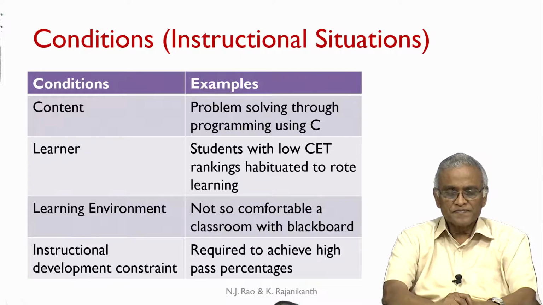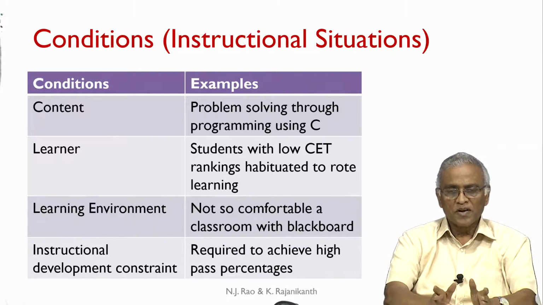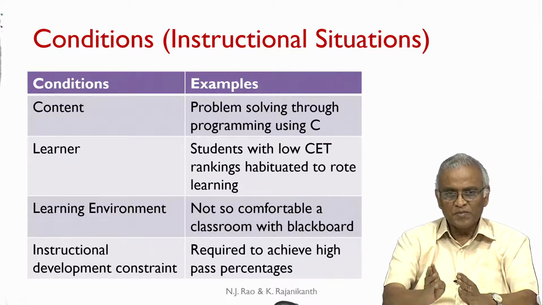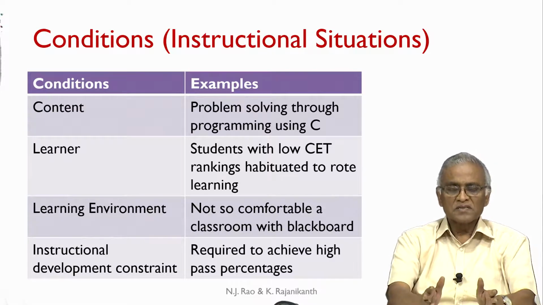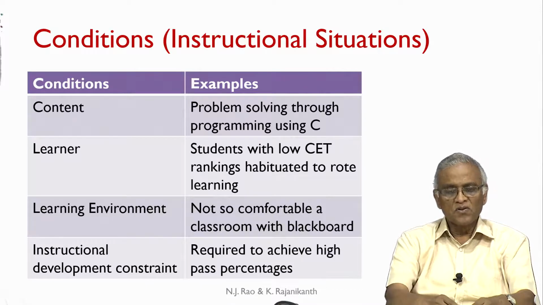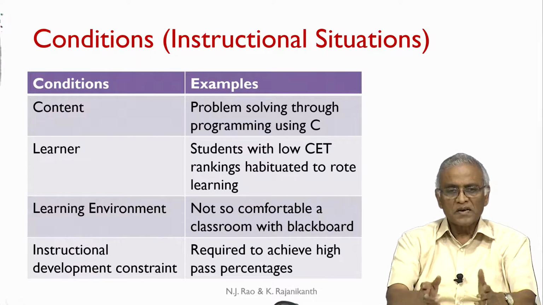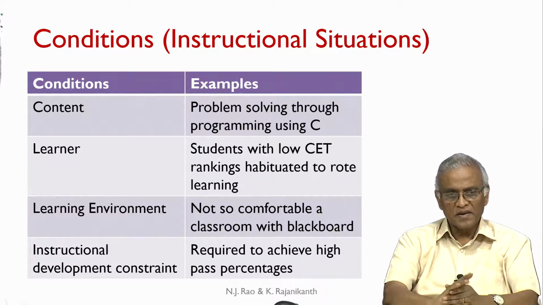Now coming to conditions, the content is, for example again, problem solving through programming using C, and learners, for example, students with low CET ranking habituated to rote learning. This is one example, it does not mean that all are like this. If you have dominantly that kind of learners, of course no class will have uniformity among students. Students can be divided into several groups, but let us say in a particular college the dominant students have low CET ranking and are habituated to rote learning.